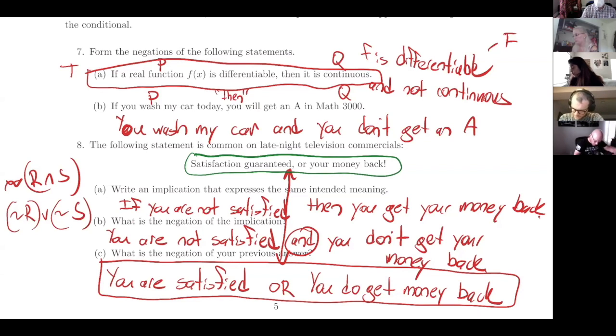So the point here is it works the same as when double negatives undo each other. When you negate a negation, you get back the original statement. So in other words, if you were to negate the negation of P, you just get back P.